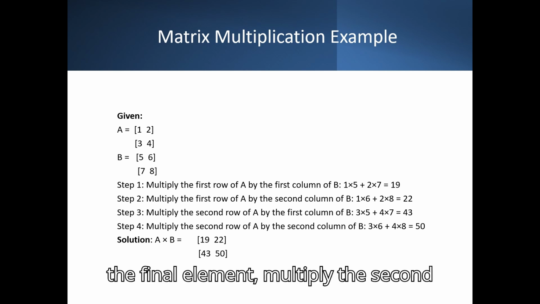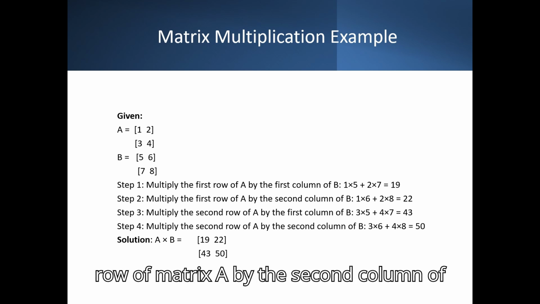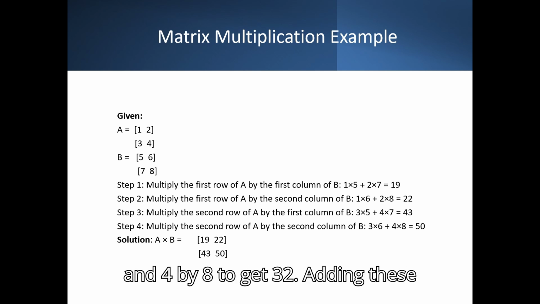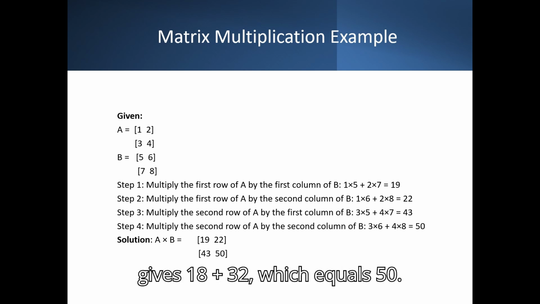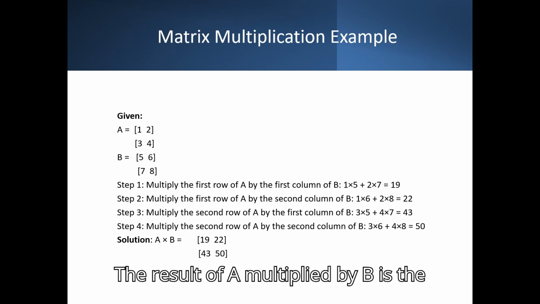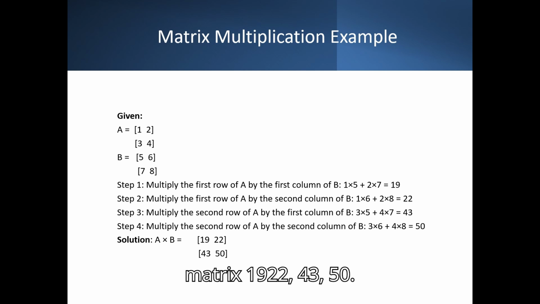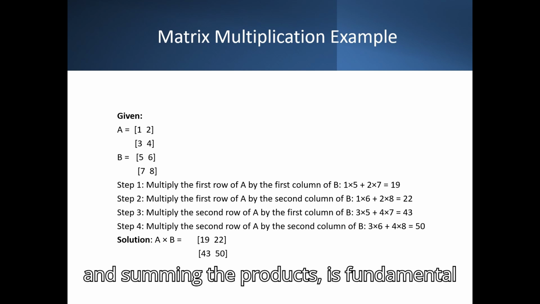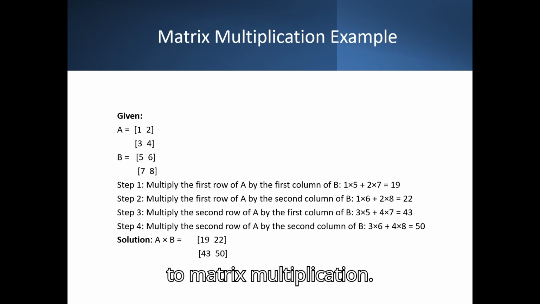Step 4, for the final element, multiply the second row of matrix A by the second column of matrix B. Multiply 3 by 6 to get 18, and 4 by 8 to get 32. Adding these gives 18 plus 32, which equals 50. The result of A multiplied by B is the matrix 19, 22, 43, 50. This process, multiplying rows by columns and summing the products, is fundamental to matrix multiplication.